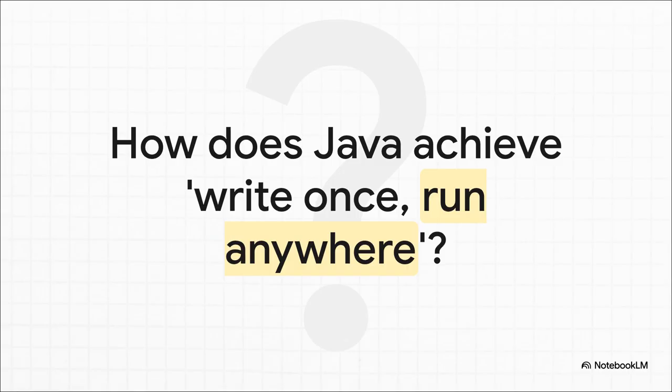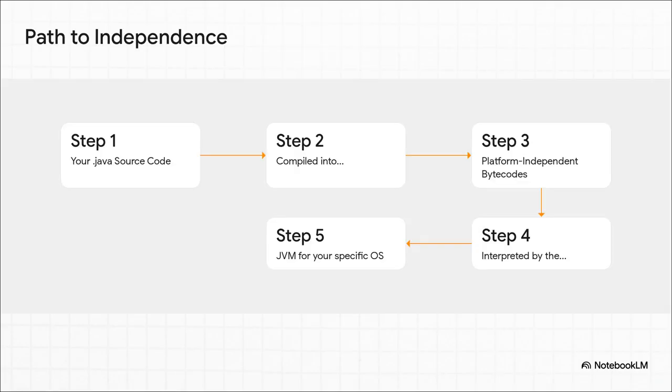All right, next up. How does Java pull off its most famous trick? You know the one. Write once, run anywhere. How is it possible that the exact same code can run on Windows, a Mac, and a Linux machine without you changing a single thing?